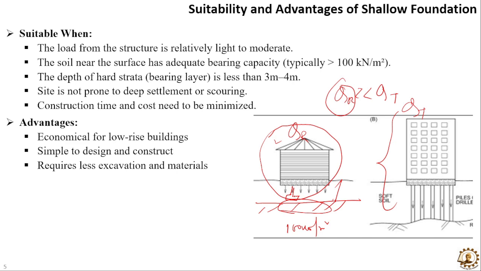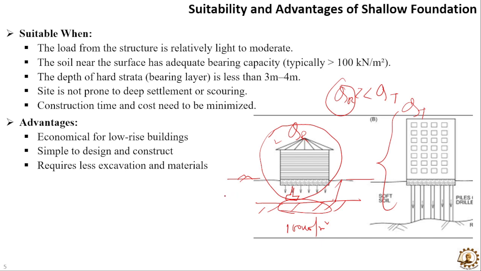When the site is not prone to deep settlement or scouring, that means the soil present beneath the structure is not going to undergo high settlement, that means if there is no peat kind of soil or expansive kind of soil present, in such a situation we can also use a shallow foundation. And in cases where we need faster construction for relatively light to moderate structural load, we can use the shallow foundation.